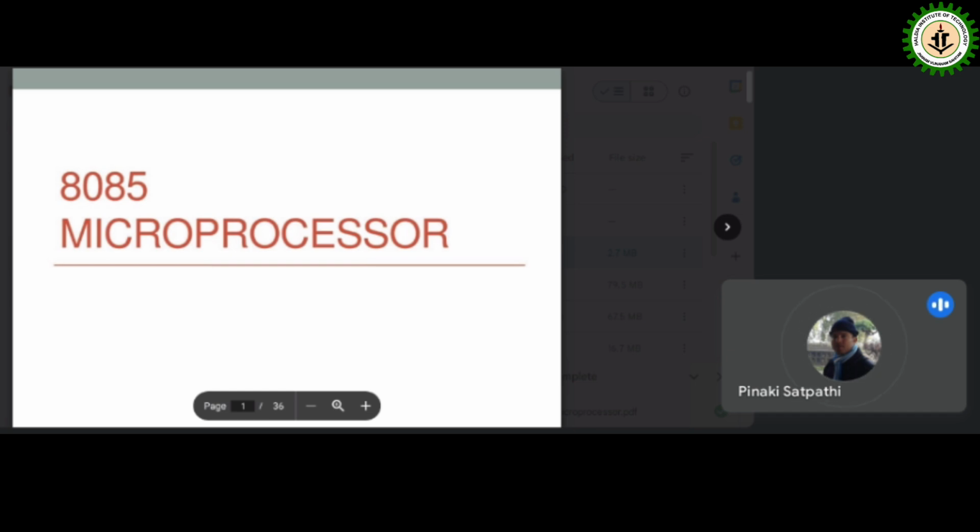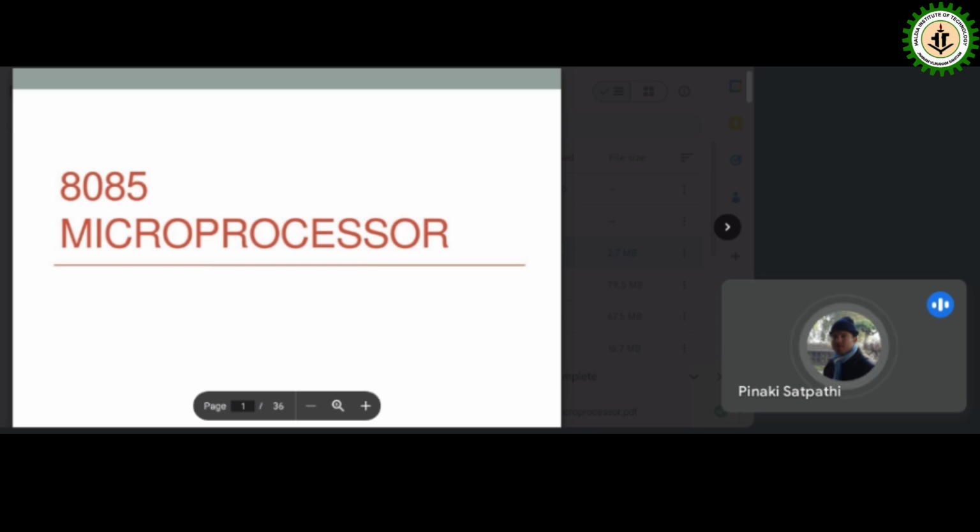Next is the 16-bit microprocessor. In this, the width of the data bus is 16 bit. The different types are Intel 8086, 8088, 80186, 80286, then MC68000, etc. Then the 32-bit microprocessor. In this, the width of the data bus is 32 bit. The different types are Intel 80386, 80486, etc. Next is the 64-bit microprocessor. In this, the width of the data bus is 64 bit. The example is the Intel Pentium processor.